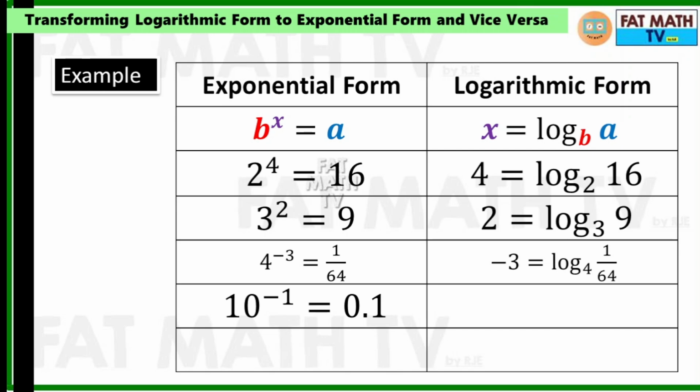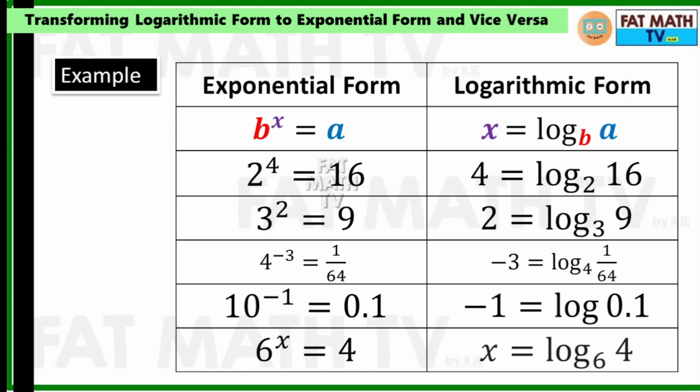10 raised to negative 1 equals 0.1. We have negative 1 equals logarithm of 0.1. If we don't put base there, that's understood to be base 10. That is for common logarithms. And lastly, 6 raised to x equals 4. The exponent x will be on one side. And on the other, that's going to be logarithm of 4 to the base 6.